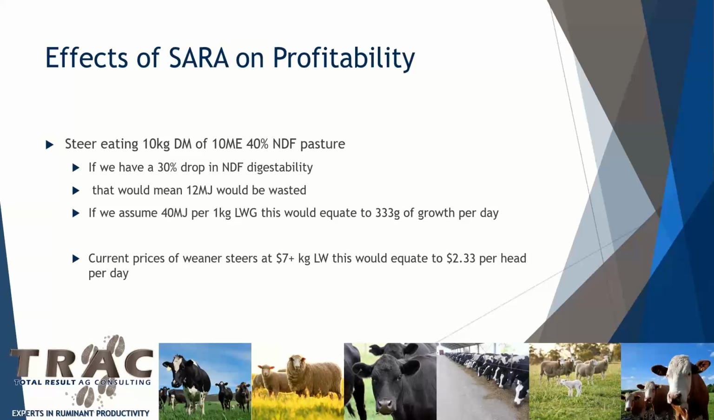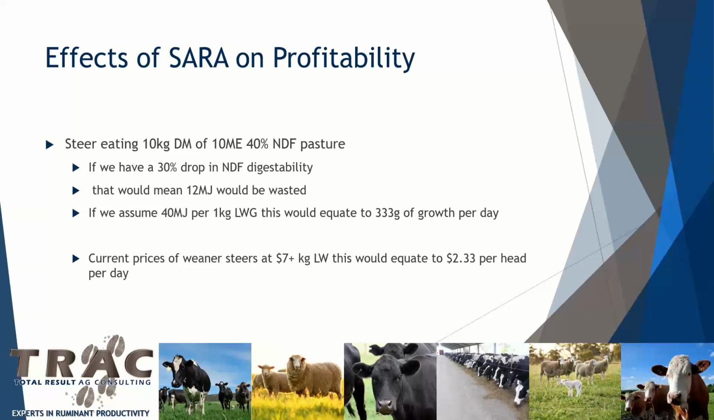But we've put this animal into this SARA range, where she has a 30% drop in NDF digestibility. So 30% of that 40% pasture is no longer going to be digested in the animal. It's actually going to be washed out and end up in the manure. If we calculate that, that would mean that we've got 12 megajoules of this cow's diet that have now been wasted. It doesn't sound a lot, but if we assume that it takes roughly 38 to 42, so we'll call it 40 in the middle, megajoules to put on 1 kilo of live weight gain, that 12 megajoules wasted equates to 333 grams of growth per animal per day.